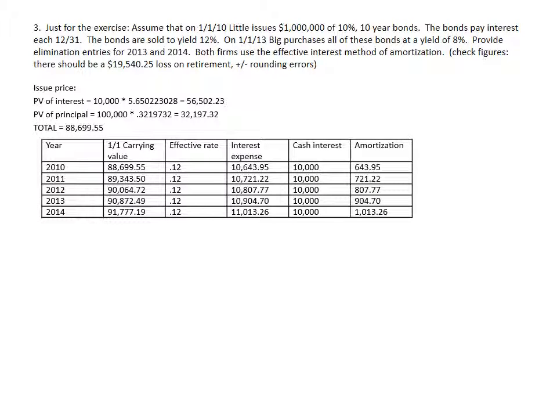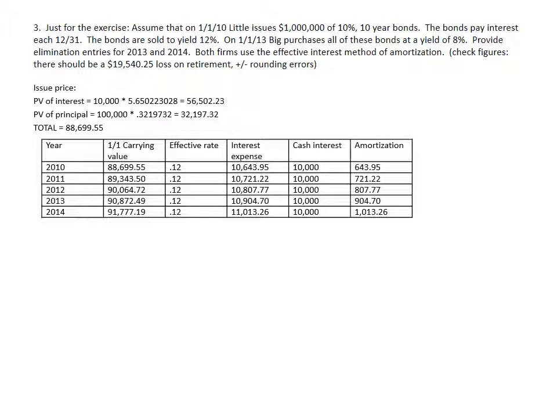And we're going to need an amortization table. So there's our amortization table for these bonds. Again, we start with the beginning of year carrying value, multiply that by the effective rate to get interest expense, subtract the cash interest to get our amortization. Then the following year, 2011, we update the carrying value because of that amortization.